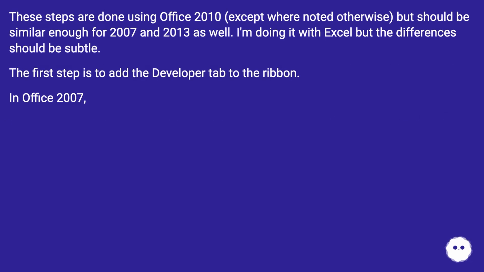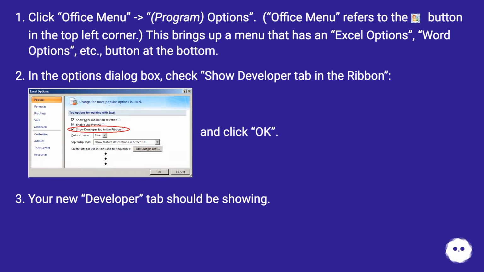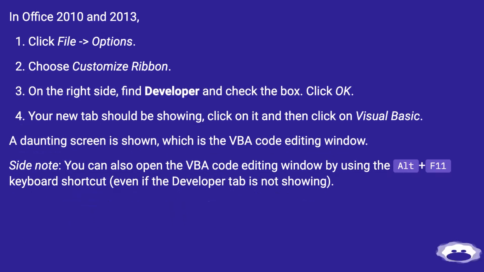These steps are done using Office 2010, except when noted otherwise, but should be similar enough for 2007 and 2013 as well. I'm doing it with Excel, but the differences should be subtle. The first step is to add the Developer tab to the ribbon. In Office 2007, your new Developer tab should be showing. In Office 2010 and 2013, click File, Options. Choose Customize Ribbon. On the right side, find Developer and check the box. Click OK. Your new tab should be showing, click on it and then click on Visual Basic.